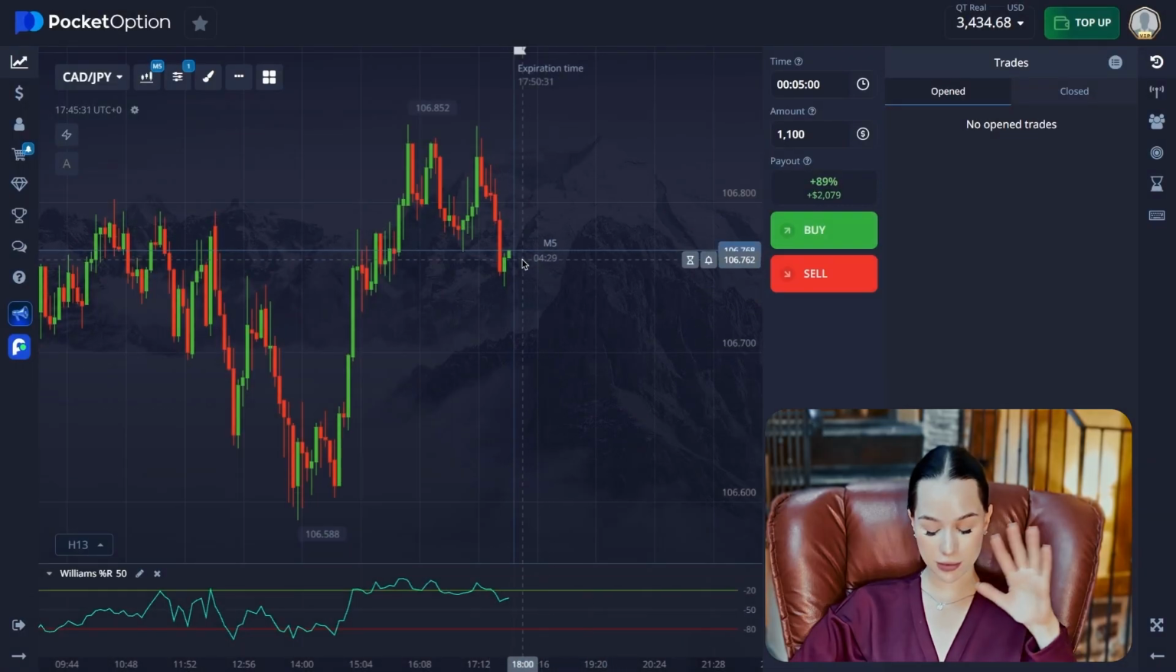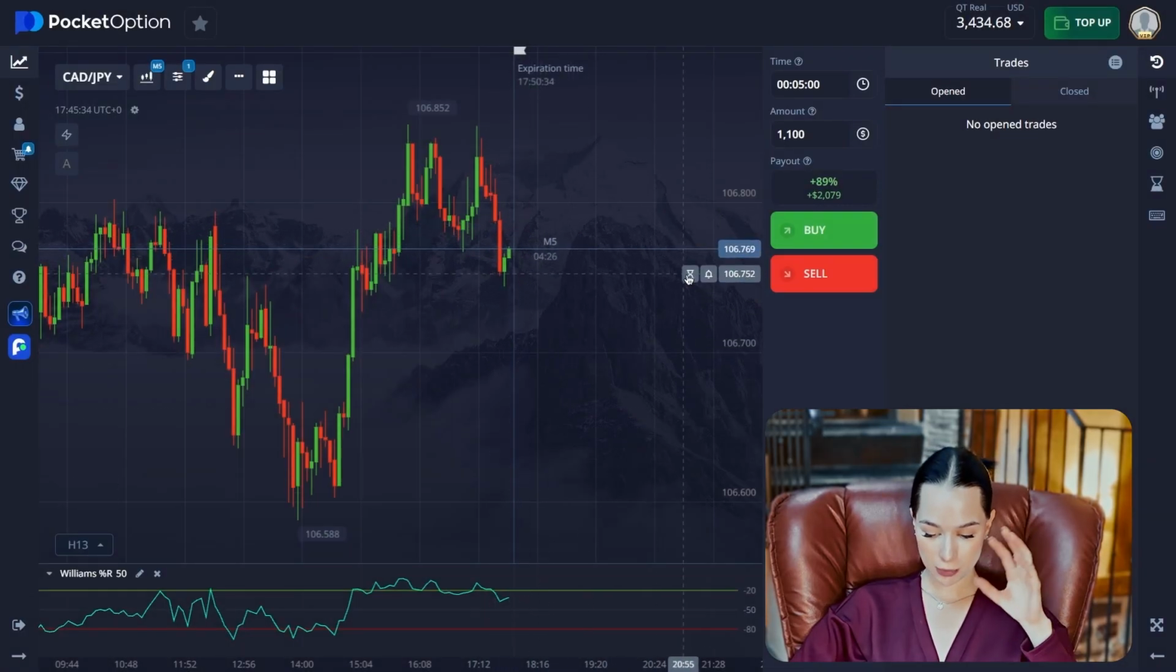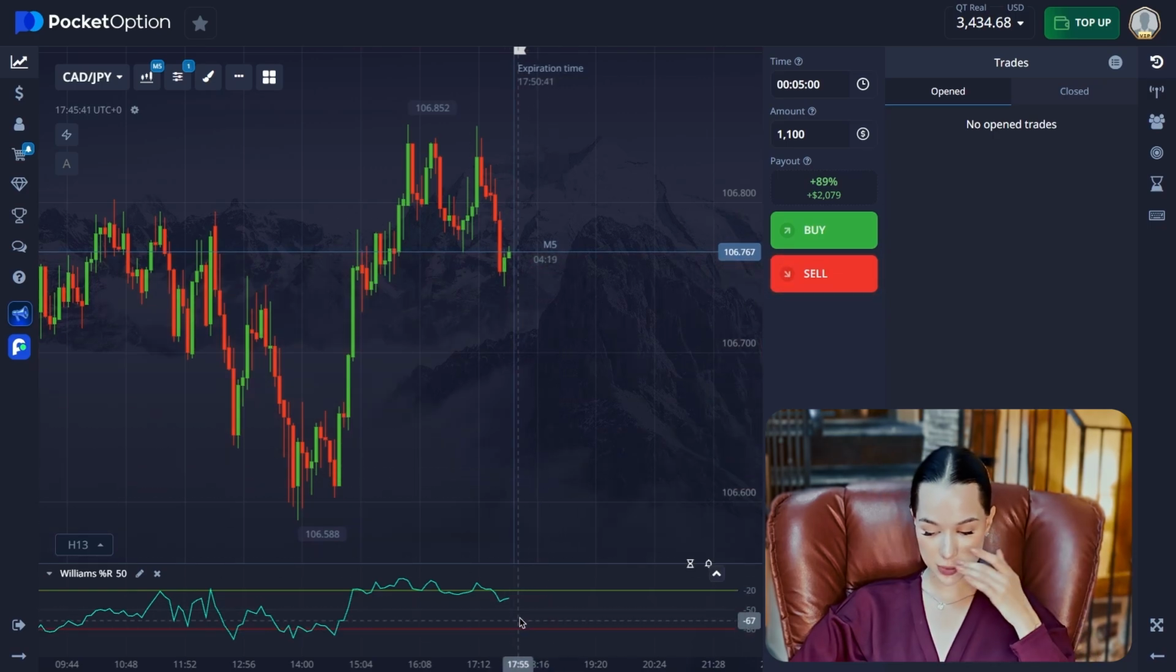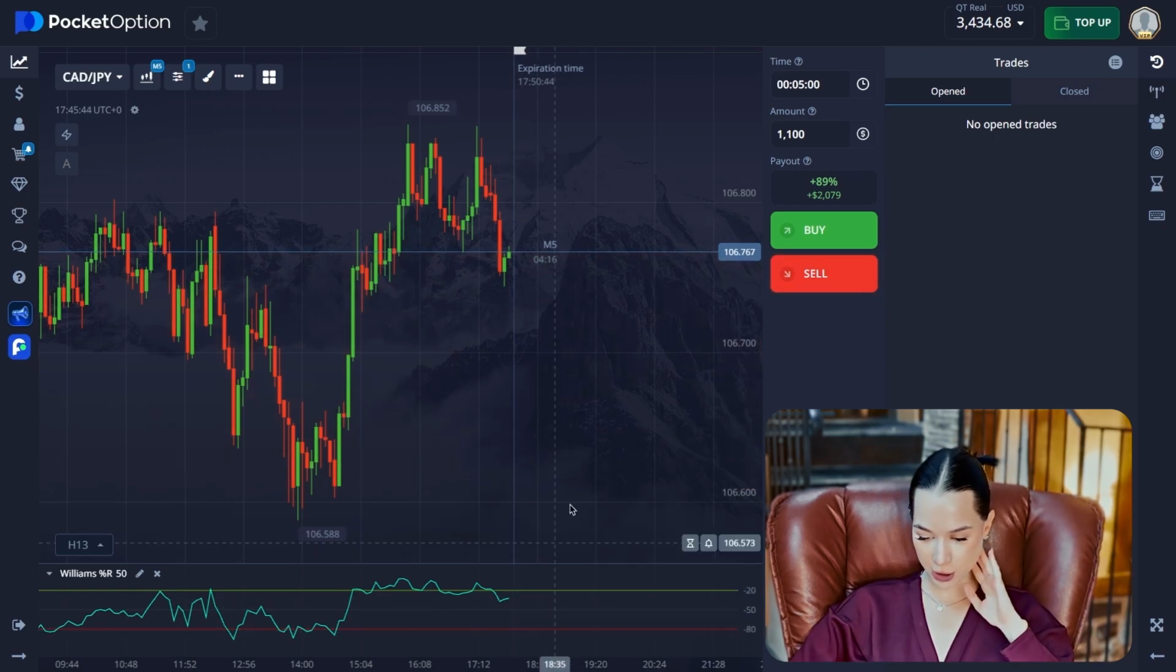So that's how the analysis can change when you change the periods and the settings of the indicators. Even with the Williams 50, we can see that before, our price was in the overbought zone and now starts going in the downward direction. So let's wait a little bit for a good entry point. And here we open a sell trade.